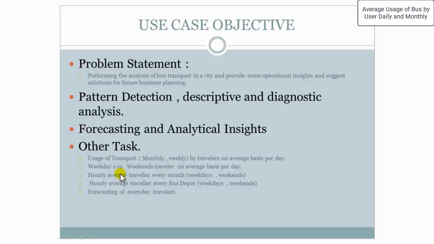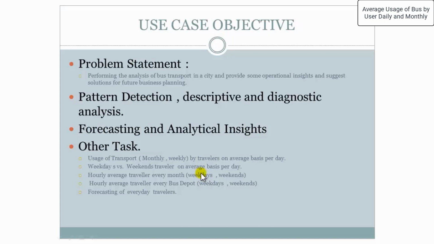Here the task was to perform the analysis of bus transportation. That means we need to do a descriptive analysis first. After that, we are going to find out the patterns, do forecasting, and we should not forget all the other tasks associated with these points. Here we have weekday and weekend, for every month, every bus depot, etc. So we need to create new parameters named weekdays and weekends.